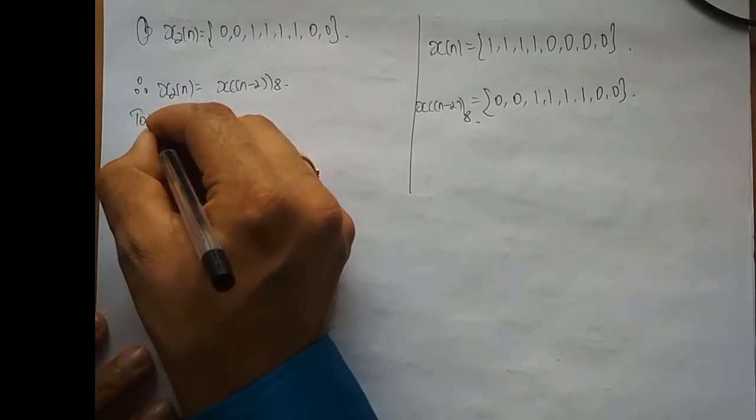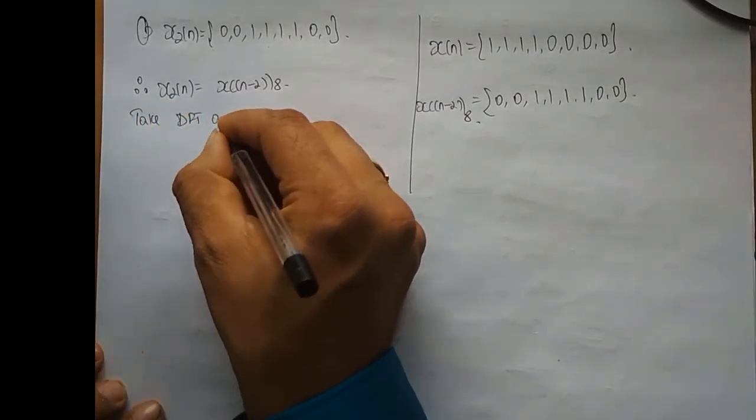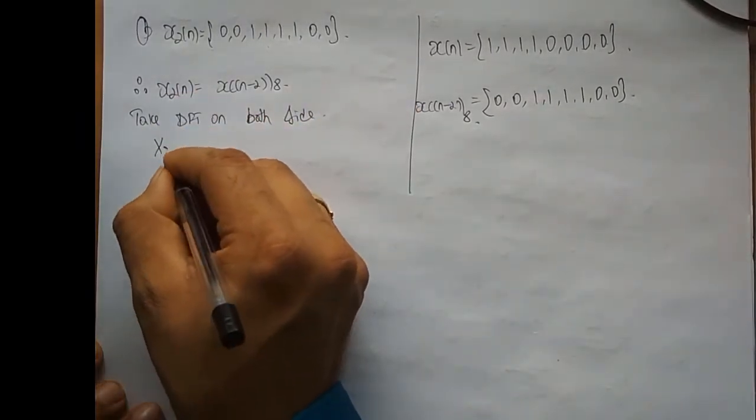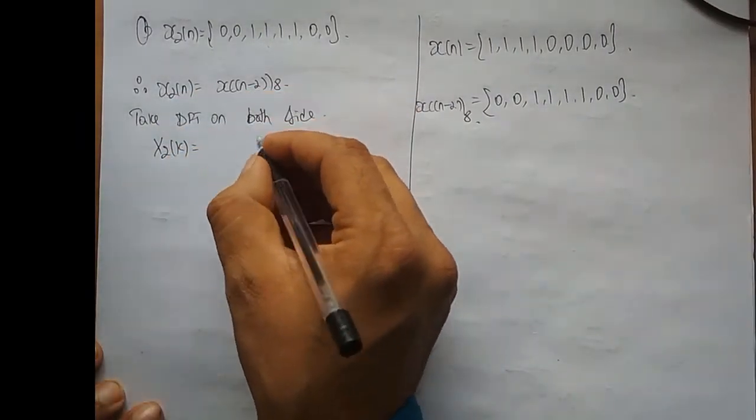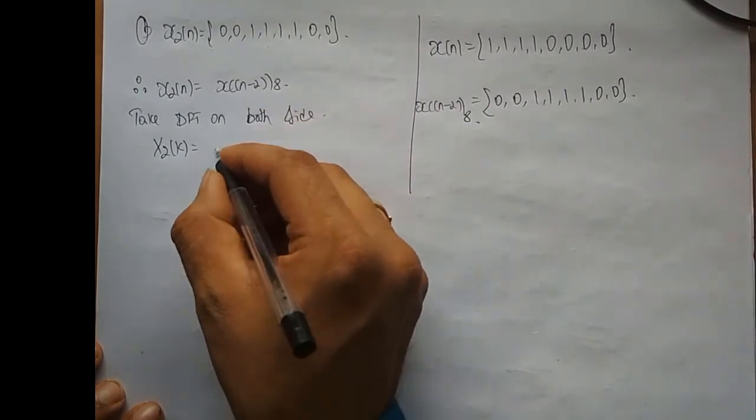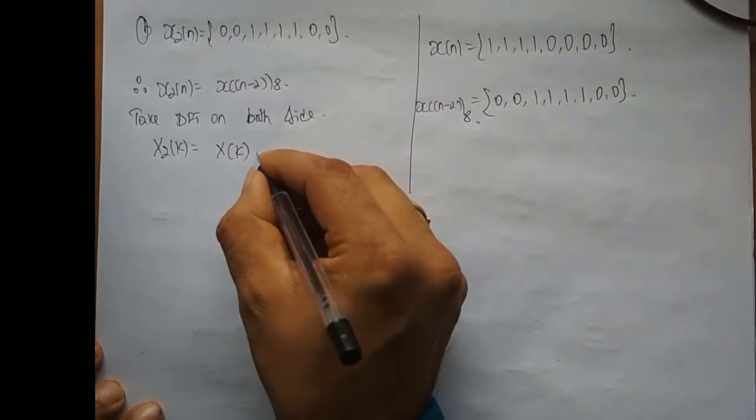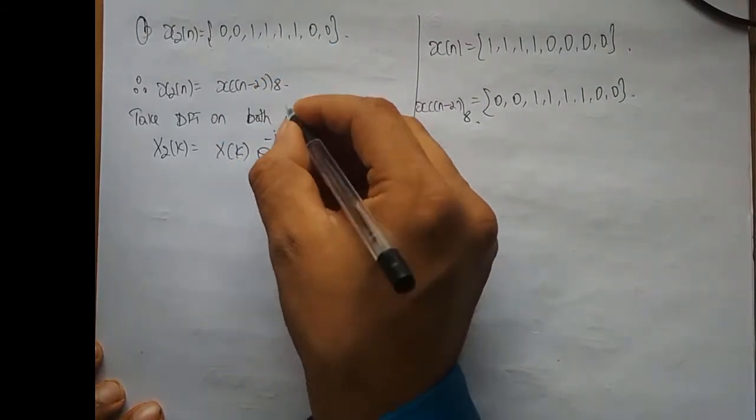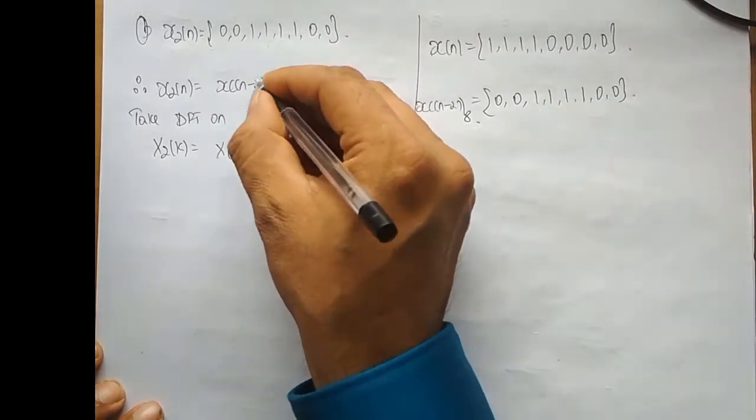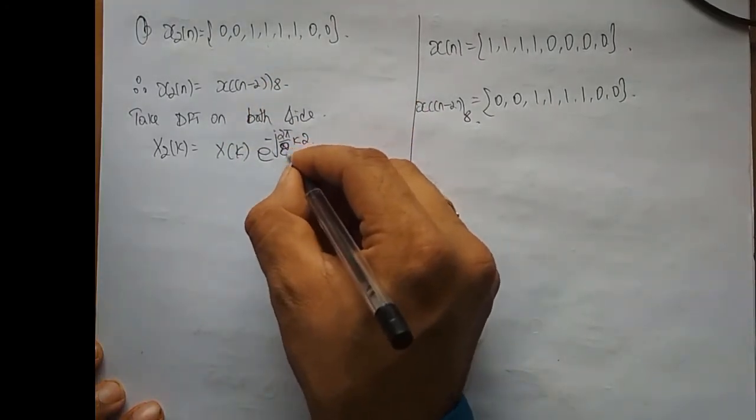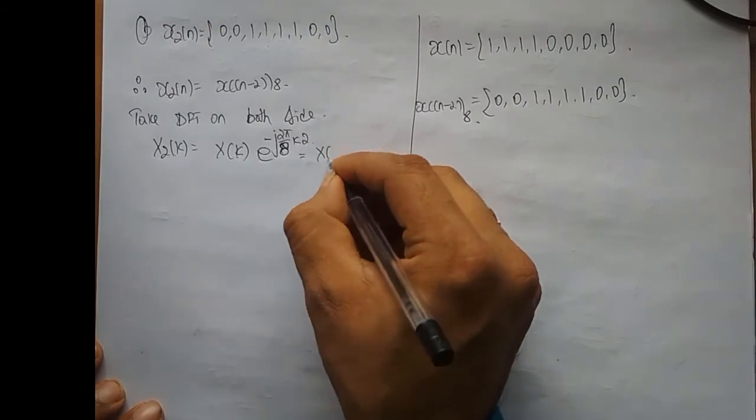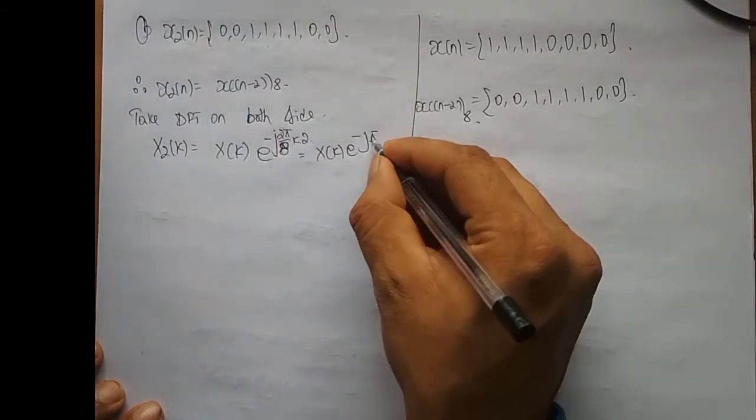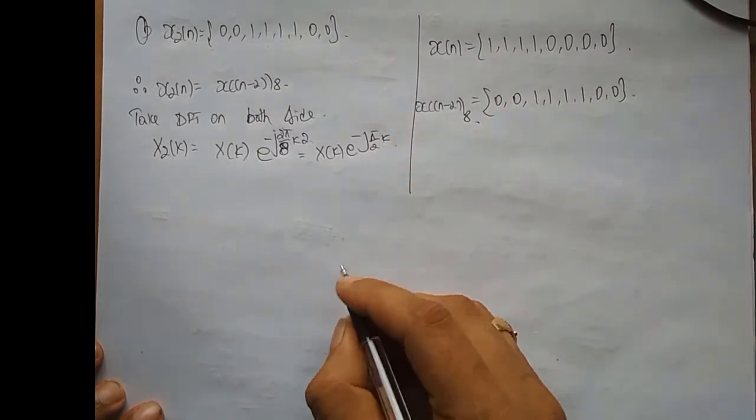Now if I take the DFT on both sides, what is x2 of n? It is x2 of k. What is x of n minus 2 mod n? It is again the circular time shift property, where x of k gets multiplied with e power minus j 2 pi by n into k into how many times it is shifted? 2 times. But what is the value of n? It is 8, right? So this is nothing but x of k into e power minus j, 2 pi by 4, so it is pi by 2 into k, right?